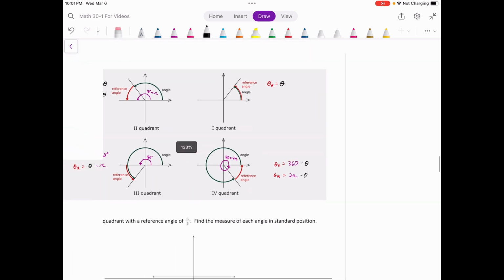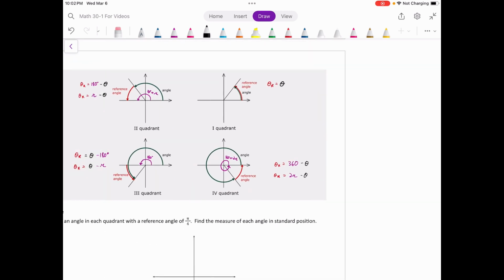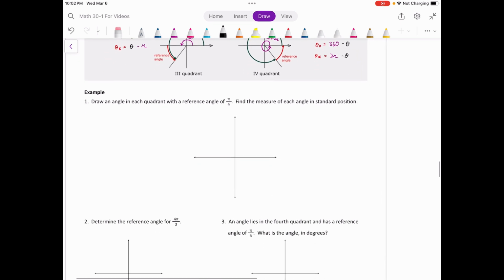Okay, so quick little reminder of reference angles. Sometimes it goes the other way too. Sometimes you have the reference angle and you want the angle itself. It's a similar process of thinking about how that is related to 180 or 360 or whatever it might be, based on the quadrant you're in. Okay, let's try out some examples.